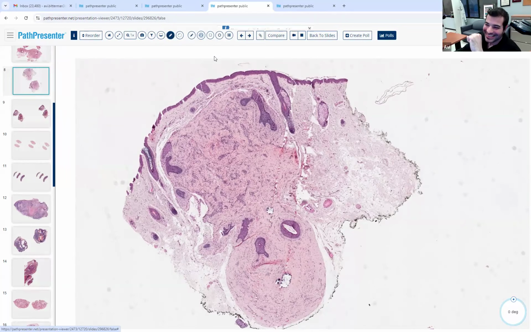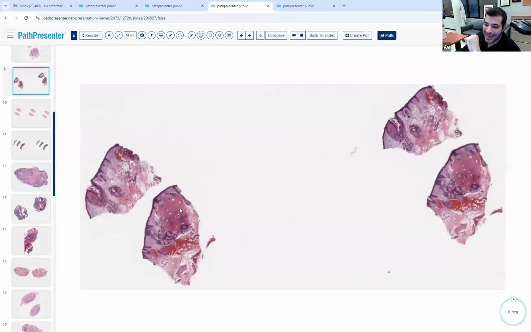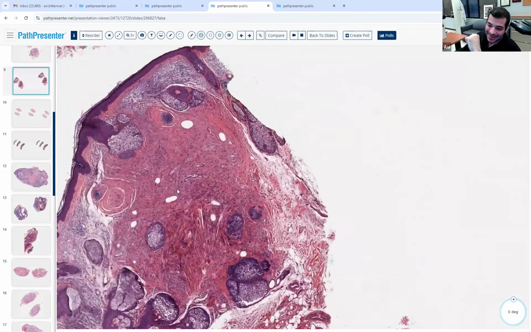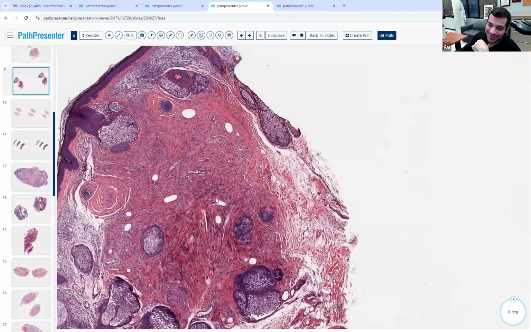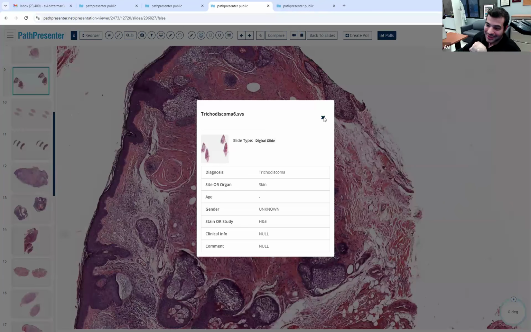Okay. So imagine if I section this specimen like this at an angle, and I missed all of our cords of epithelium, and I got this hair follicle at the side. Imagine we'll get something like this. Here's our follicular structures at the side. Here's the cords. We missed all the epithelium. But that's a trichodiscoma.